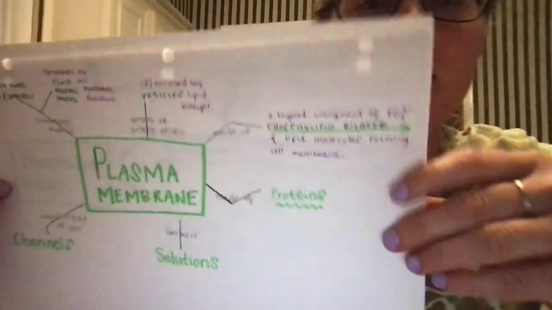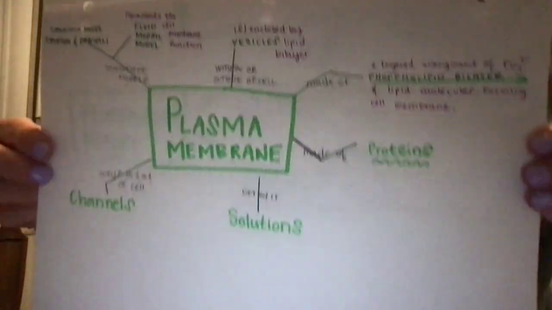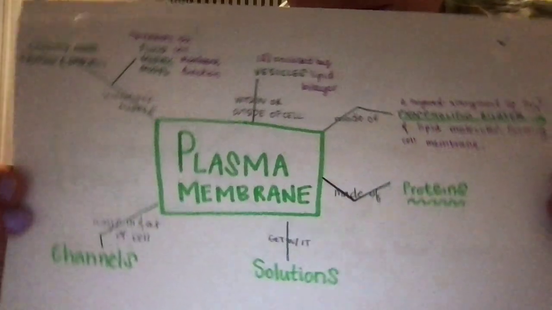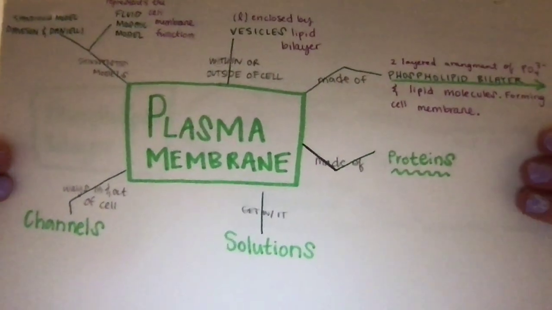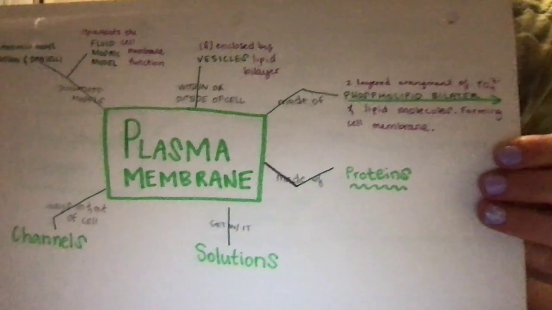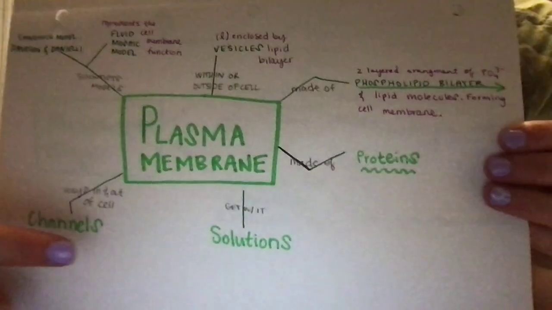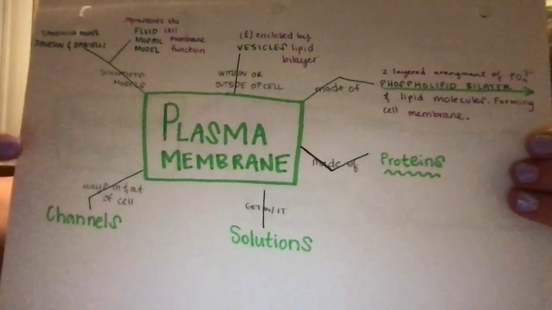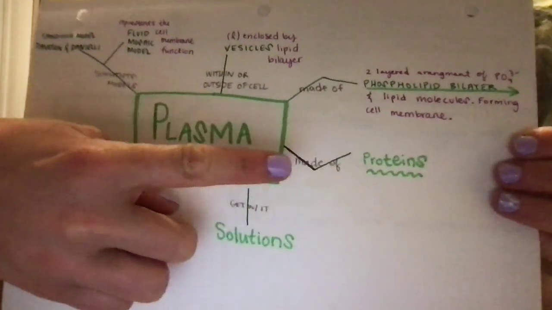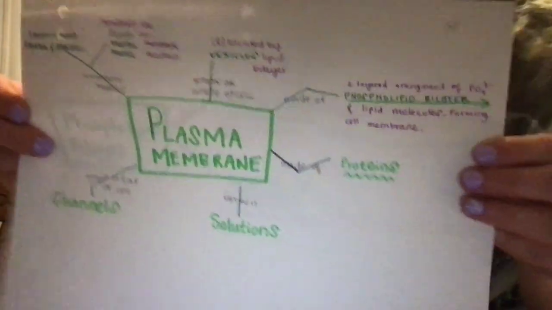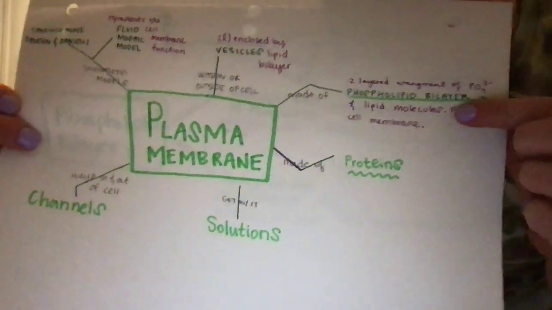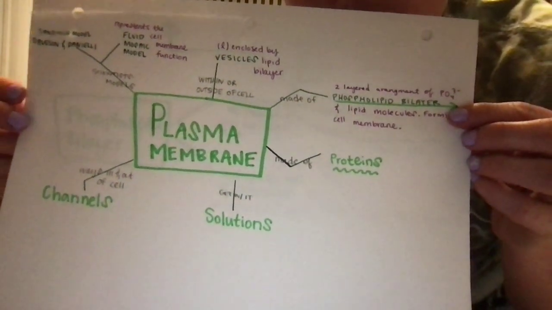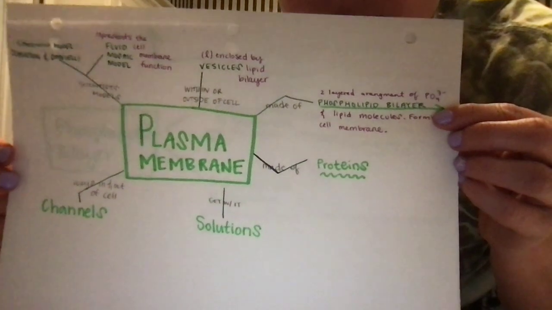So for my concept map, I've decided to have plasma membrane as the main topic, and we will be talking about proteins, channels, solutions that come from it, the ways in and out of cells through the channels, the proteins made of the plasma membrane, and then also made of, we've got our phospholipid bilayer, which are two layered arrangements of phosphate and lipid molecules forming cell membranes.